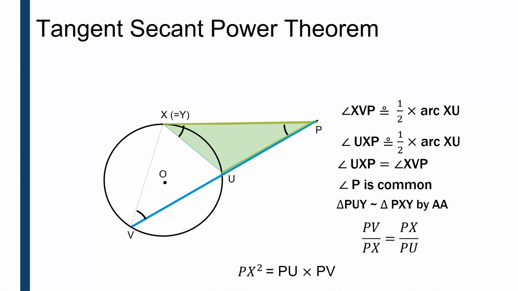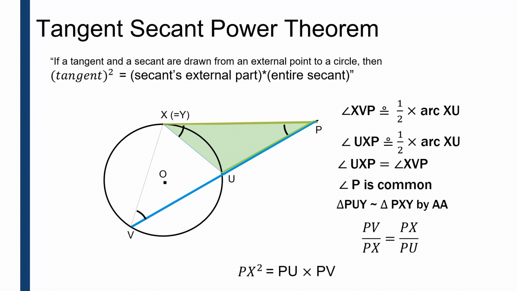This theorem is called the tangent-secant power theorem, and it says if a tangent and a secant are drawn from an external point to a circle, then the tangent squared is the secant's external part times the entire secant. Those in parentheses are all lengths. Anyway, in this case, PX times PX is PU times PV, which is PX squared is PU times PV.